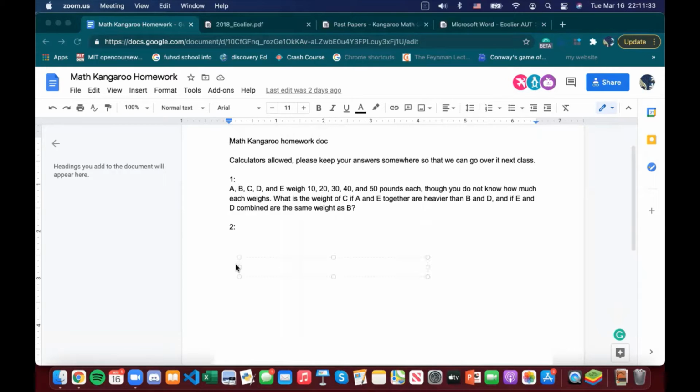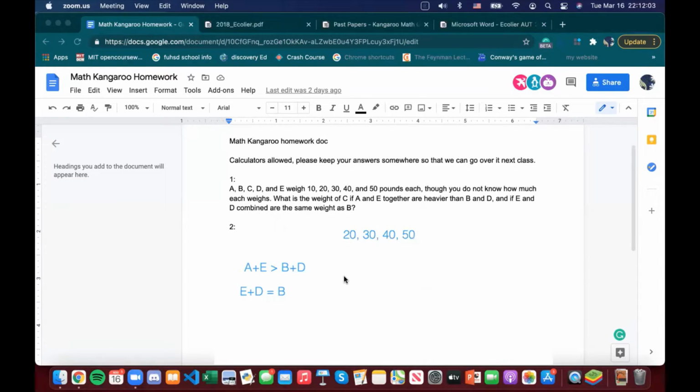Then let's put back the equations that we had. A and E together are heavier than B and D, so A plus E is greater than B plus D. And E plus D is equal to B. Let's look for the easier one to solve: the second one, E plus D is equal to B. So B could be 20, 30, 40, or 50.